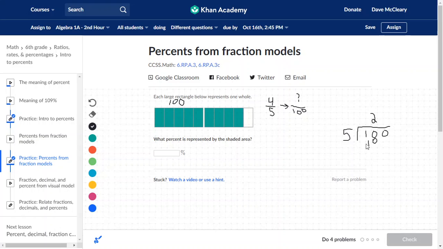5 times 2 is 10. So we end up with a 0, bring down a 0, and 5 goes into 0 0 times. So I need to multiply 5 times 20 to get to 100, which means I need to multiply 4 times 20 to get my fraction here. So 4 times 20 is going to be 80. So I've got 80 over 100. And don't forget that I did start with another 100% over here. So my final percentage is 180%.